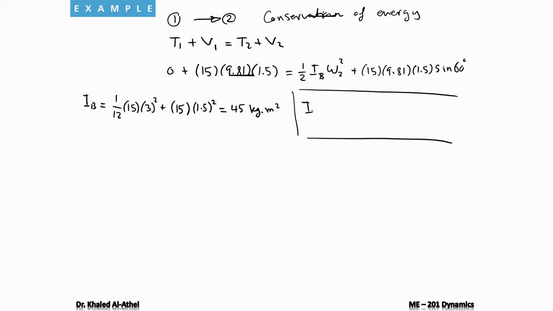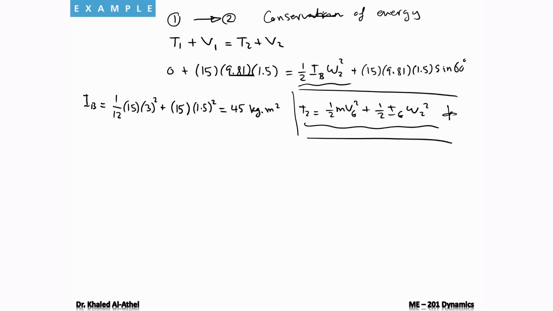If you want to do it around G, in that case, T2 will equal half m V_G squared plus half I_G omega 2 squared. So either you do it like this or you do it like this. Actually, this is a good practice. Try to do this one by yourself and see if you get the same final answer that we are going to get. Okay, so you have everything in there now.